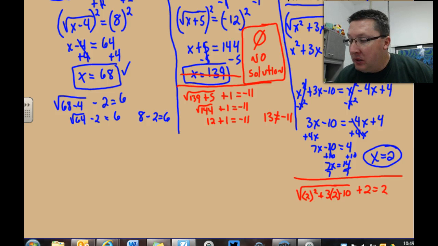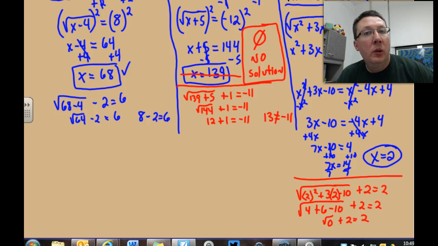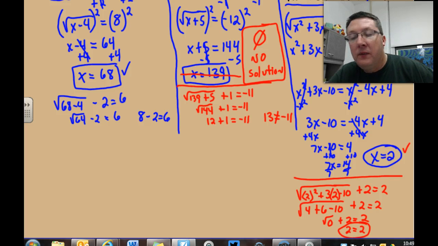All right, so now we work this out. 2 squared is 4, plus 3 times 2 is 6, minus 10. All of that is still under the square root. Plus 2 equals 2. 4 plus 6 is 10 minus 10, which leaves 0 under the square root, plus 2 equals 2. Square root of 0 is 0, plus 2 is 2, so we end up with 2 equals 2. That's what I want. I want it to end up a true statement at the very end, so that goes back to this original answer. X equals 2 is a good answer, so we're allowed to leave that as a real number answer.